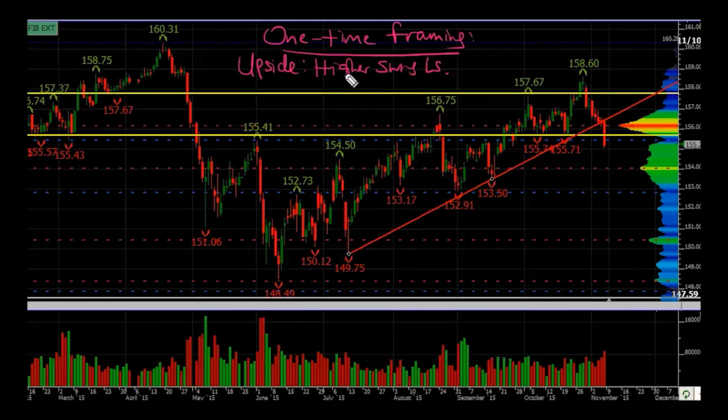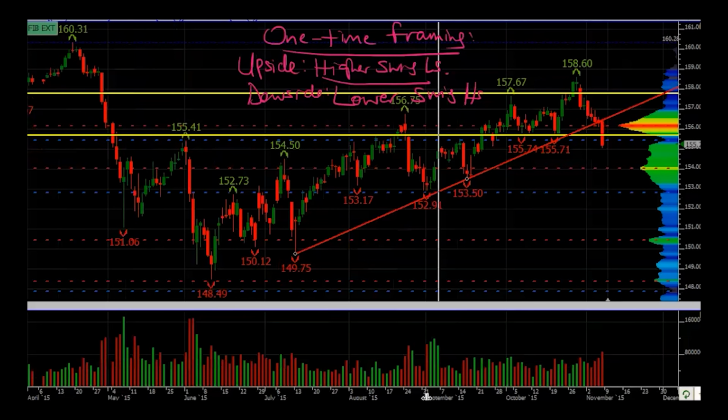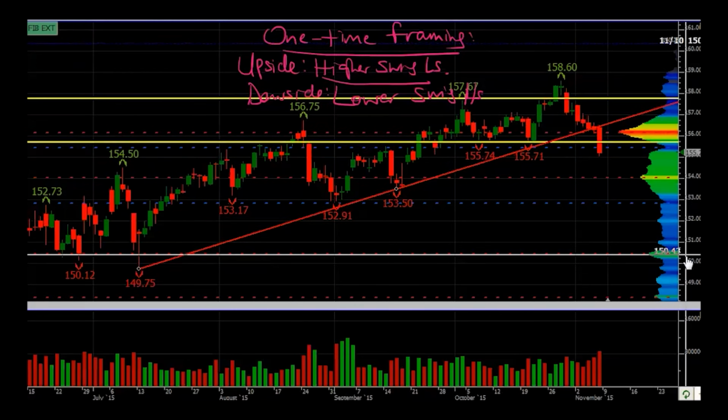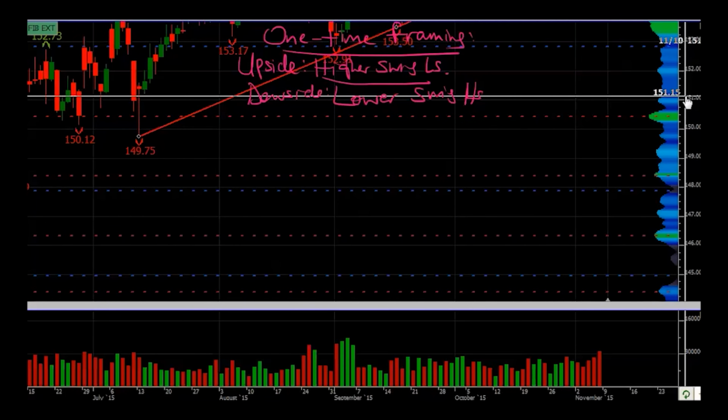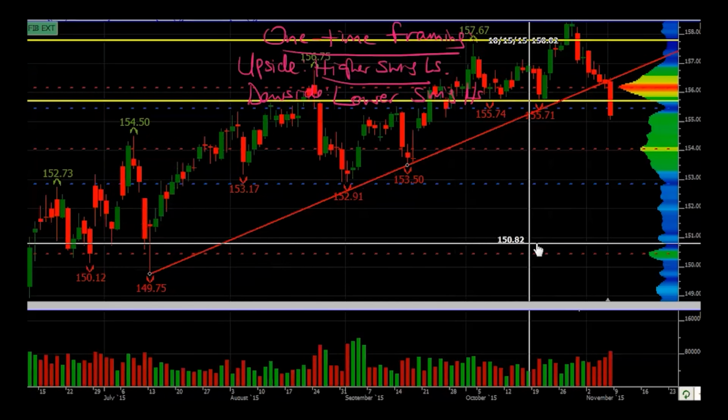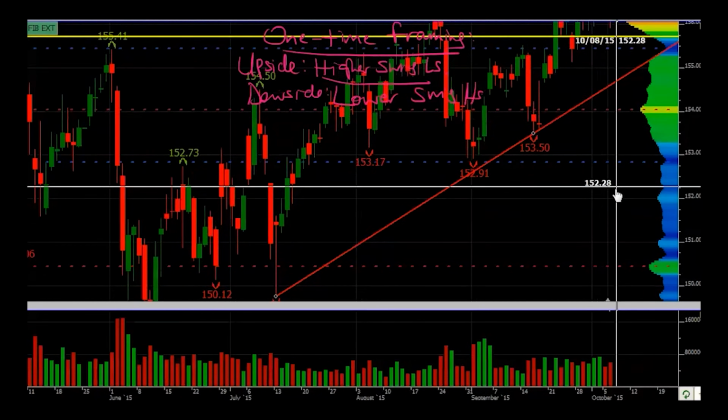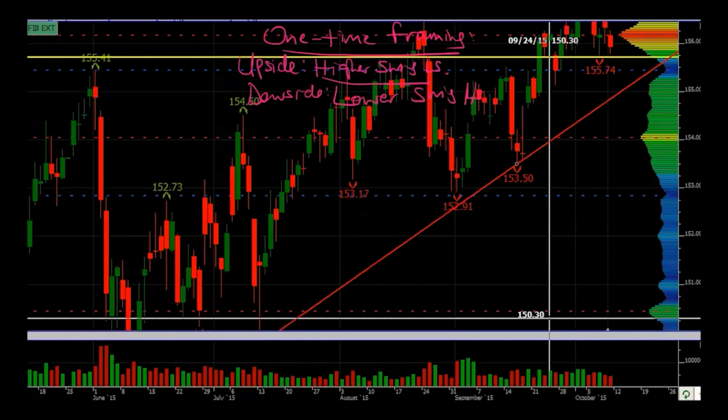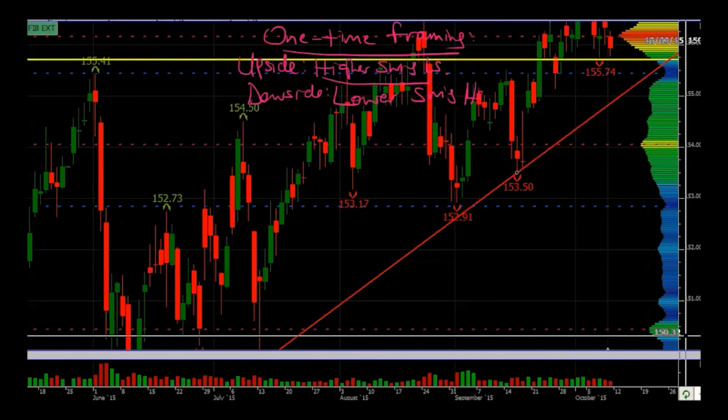But the main characteristic is that we're always making higher swing lows, and to the downside, always making lower swing highs. So let's just see where we can point this out on the actual chart here. The one good example that I can spot is this one right in here. Just bear with me. So in this little example in here is where I'd say it's a good example of where we had quite a bit of one time framing.